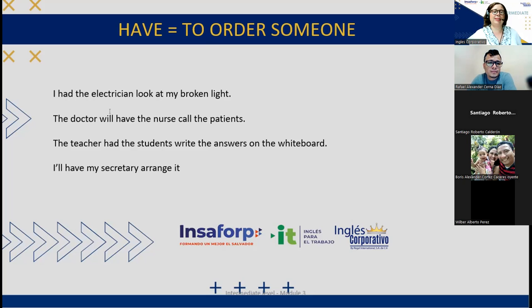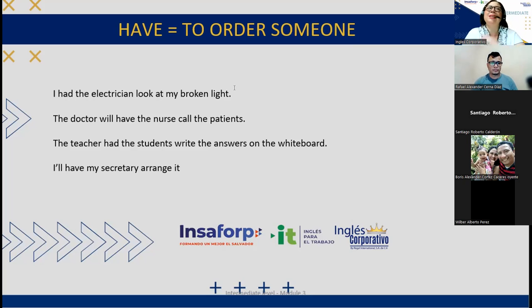All right, in this case, let's look at this. It says, I'll have my secretary arrange it. Look at the last one first, because this is not the present tense. This is future, okay? So I can use have in any tense. And don't get confused because we have it in the past tense, I had, okay? I had the electrician look at my broken light, okay? I had the electrician look at my broken light.